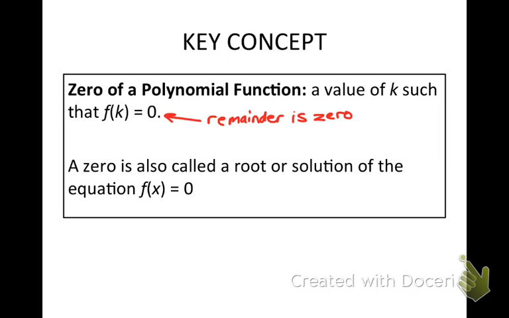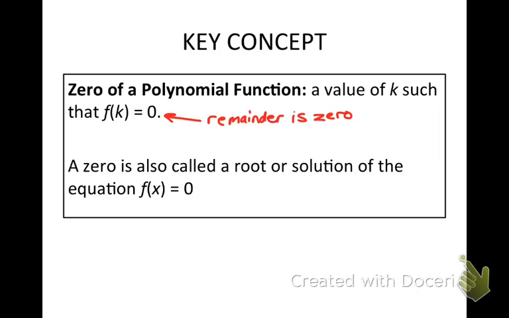So value of k such that f of k is equal to 0. If your remainder is 0, then I know, and we're going to be using the word 0 often, a lot here in different ways, then I know that value of k is a 0. So it doesn't get as confusing, sometimes instead of using the word 0 of the function, we'll call it a root or a solution. So all three of those words can be interchanged.